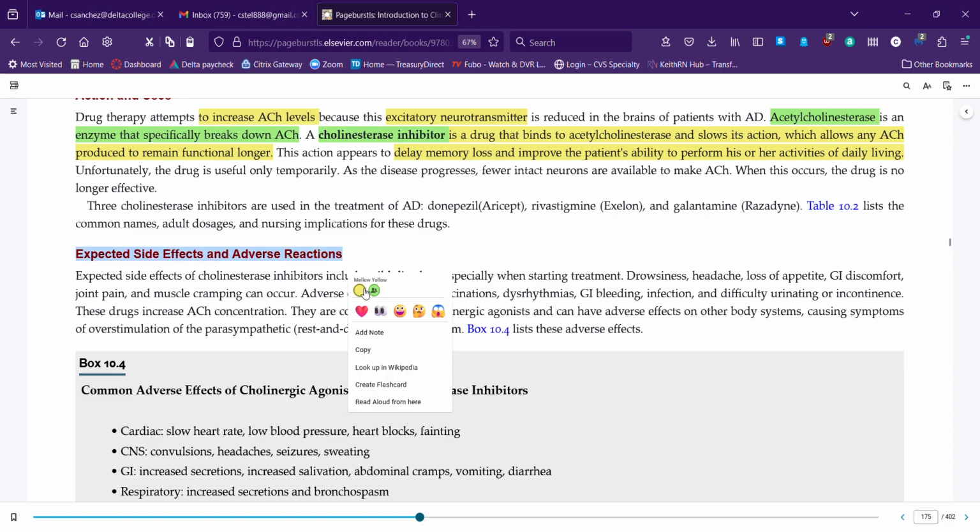Alright, so some of the expected side effects and adverse effects of this category of drugs includes mild diarrhea, especially when they're first starting the treatment, drowsiness, headaches, and loss of appetite. Joint pain, muscle cramping can also occur.